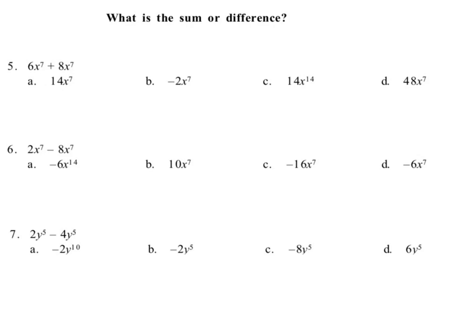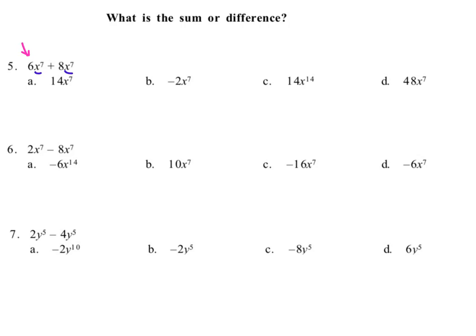What is the sum or difference? Okay, the trick here is that you want to take this first one, number 5, and look at what we have. We have x to the 7th terms for both of these. You want to think of that x to the 7th term as a type of thing, and the coefficient as how many of that thing do you have?